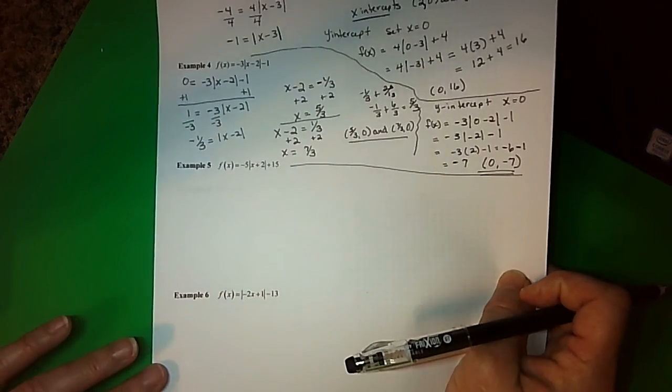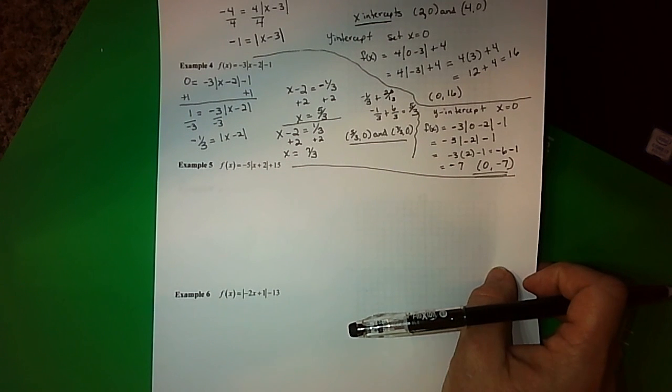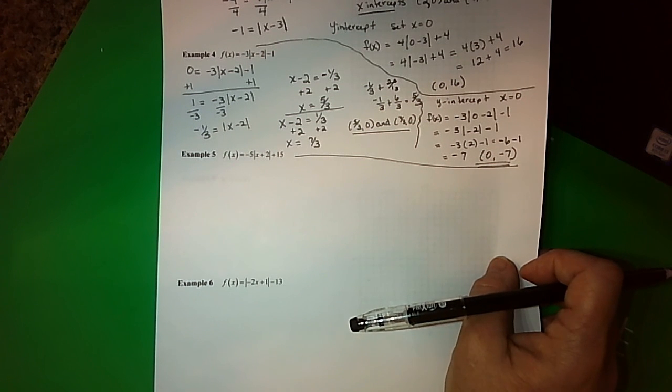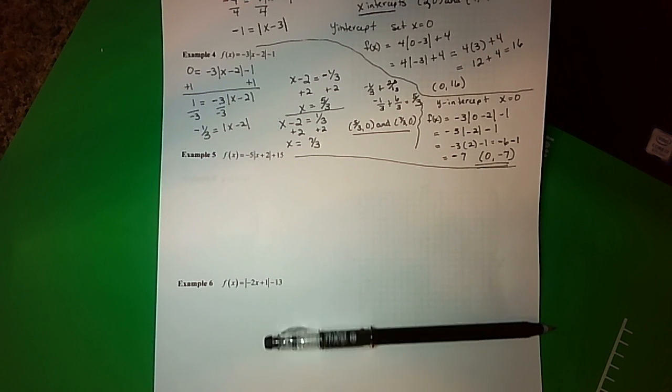Now 5 and 6 are done the exact same way, so I'm going to let you work them on your own, and I'll post an answer key. Or I'll work these out and post it on Canvas always. So this is the end of part 2.